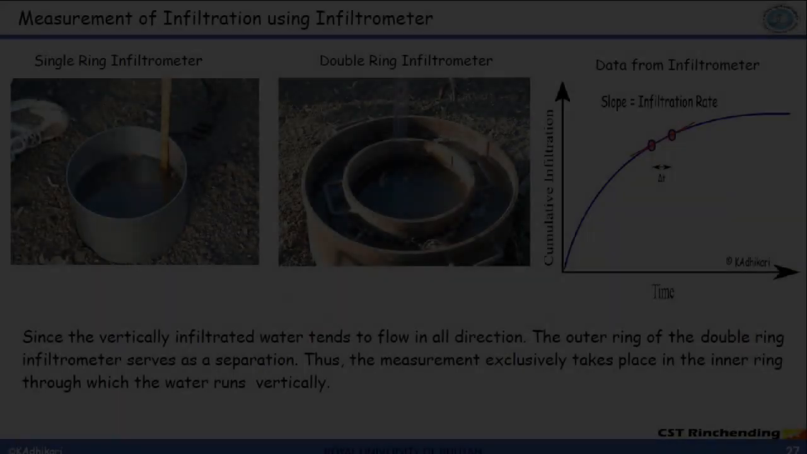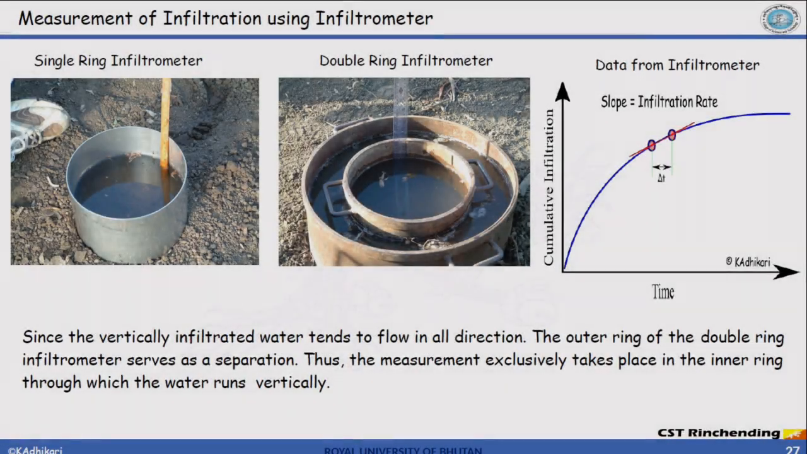Further, let's discuss the measurement of infiltration, the techniques used to do the field measurement of infiltration. The equipment used to measure infiltration is known as infiltrometer. There are two versions of infiltrometer: single ring infiltrometer and double ring infiltrometer.